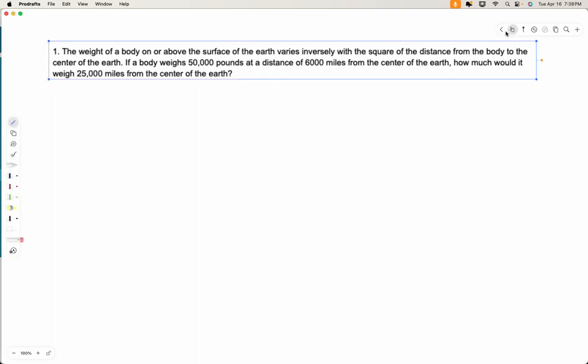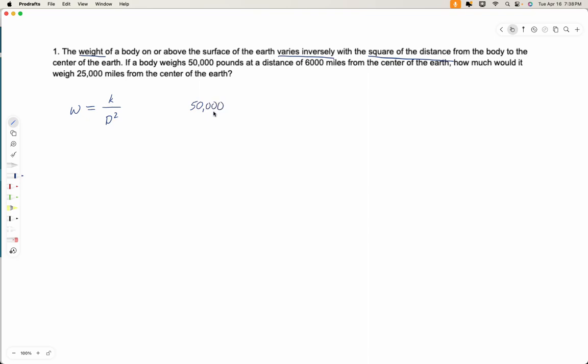Oh, let me get my pen. Looking for the weight of a body that varies inversely with the square of the distance from the body, right? So weight varies inversely with the square of the distance from the body to the center of the earth. This is our formula. If the body weighs 50,000 pounds at a distance of 6,000 miles, how much would it weigh 25,000 miles from the center of the earth?